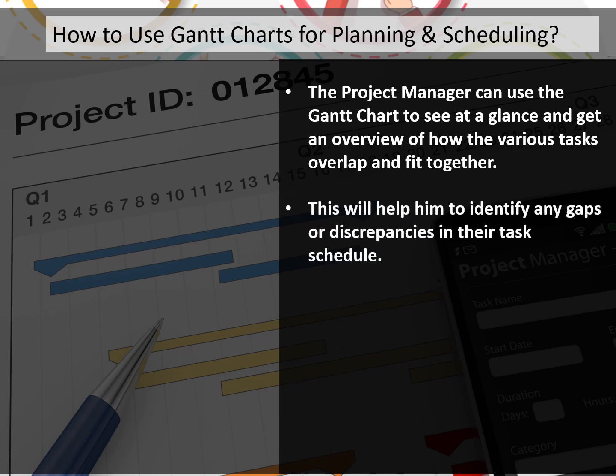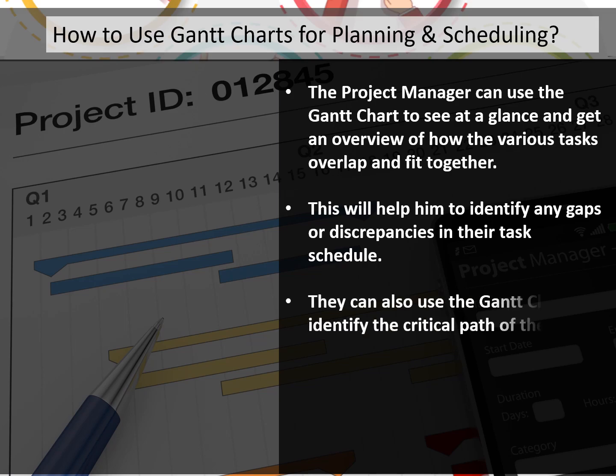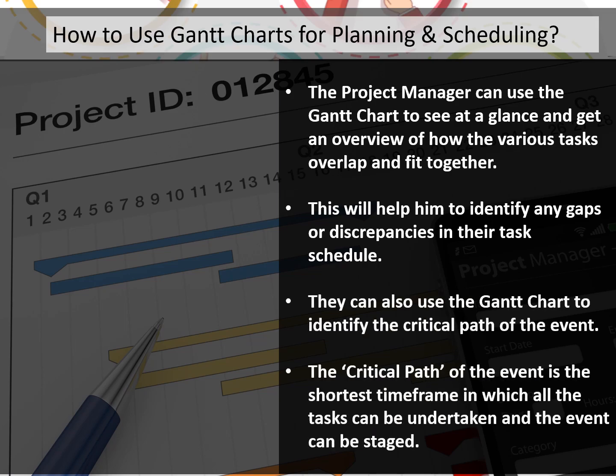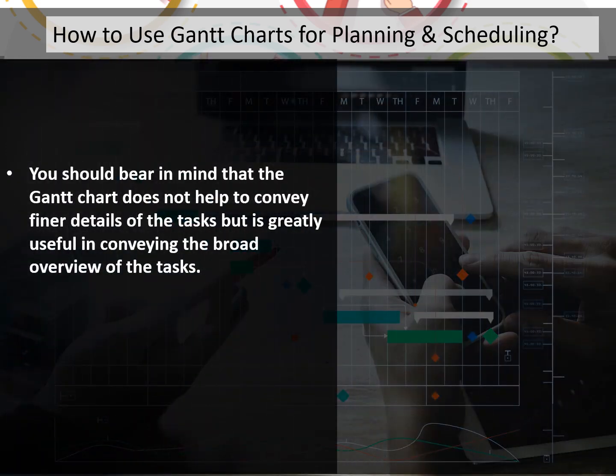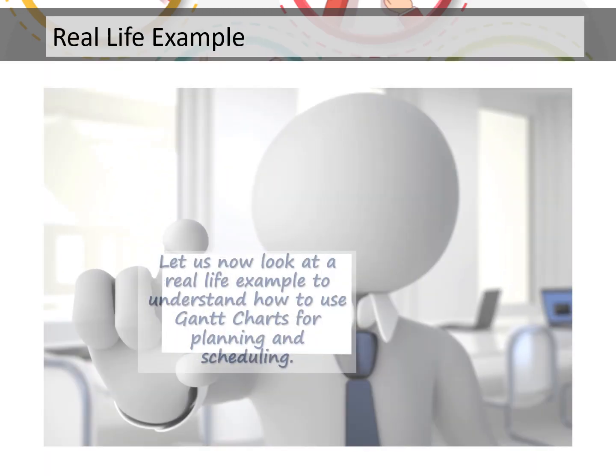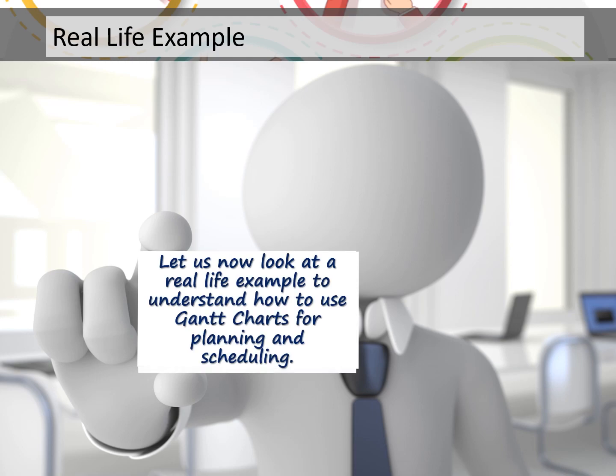This will help them to identify any gaps or discrepancies in their task schedule. They can also use the Gantt chart to identify the critical path of the event. The critical path of the event is the shortest time frame in which it can be completed. The Gantt chart does not help to convey finer details of the task, but is greatly useful in conveying the broad overview of the task. It can also help to convey a broad timetable to a variety of stakeholders.